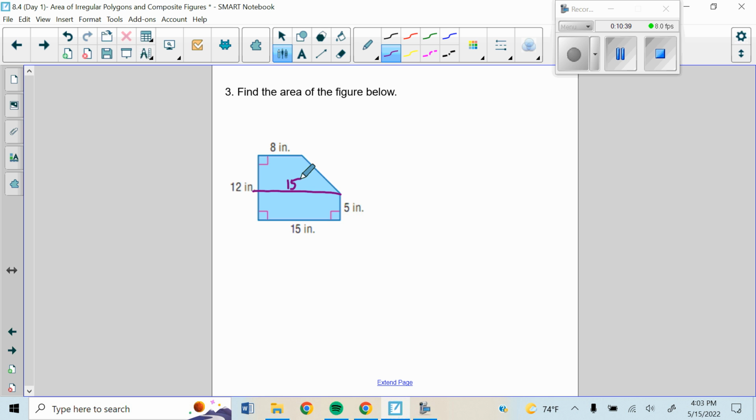So area of the trapezoid, I got to find my height. So if this is 5, and the whole length on the left says 12, so 12 minus 5, this is 7. So my height is 7 times base 1 plus base 2 divided by 2. So grabbing my calculator, and I'm going to go ahead and do that. All right, I got 80.5.